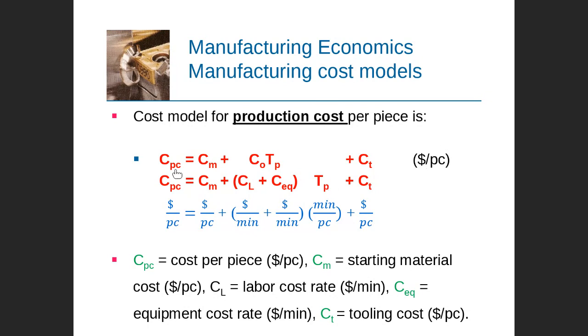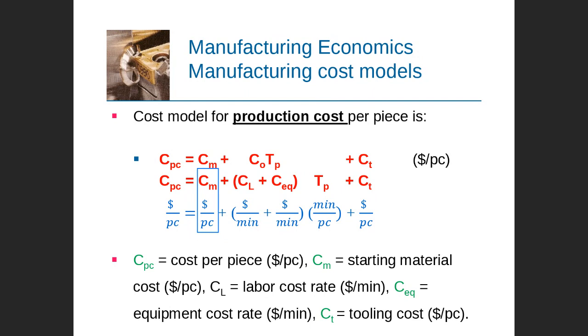So CBC means the cost of one piece, dollar per piece, equal to CM plus (CL plus CEQ) multiplied by TB plus CT. And CM is a material cost, the raw material cost for one piece, dollar per piece. Material cost means the raw materials that we use to manufacture the part.